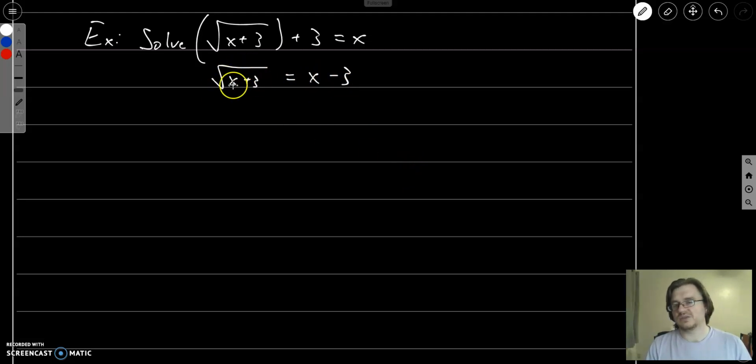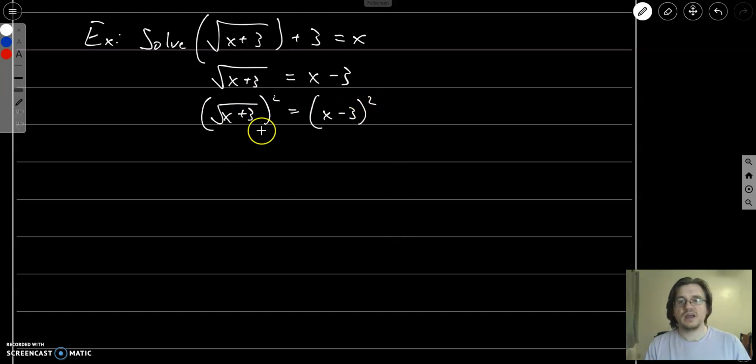And now that I have the square root, I'm going to square both sides. So I will square this, and I will square this. Luckily, if we square a square root, this is pretty simple. Over here we'll have a little bit more work to do, but we can FOIL this and expand this. Very quickly, this will be x squared minus 6x plus 9.